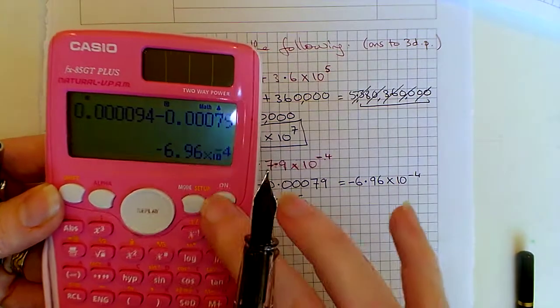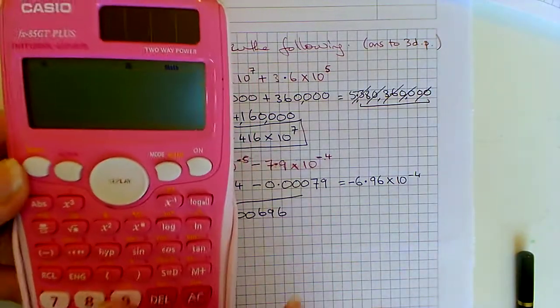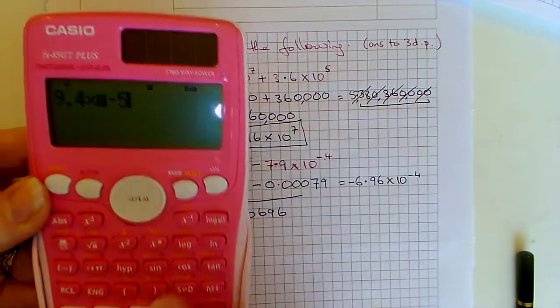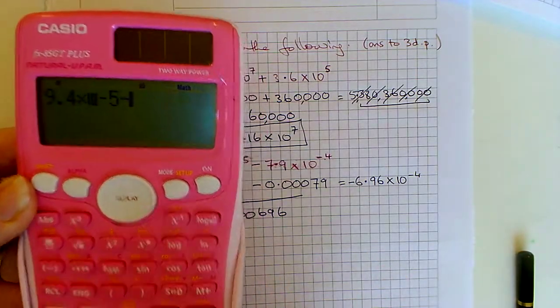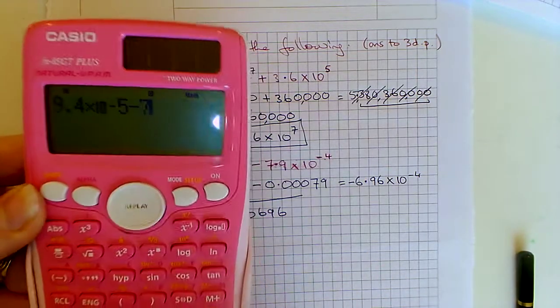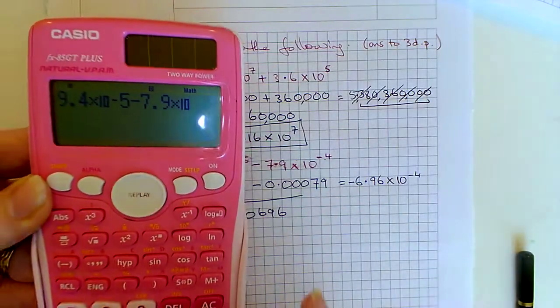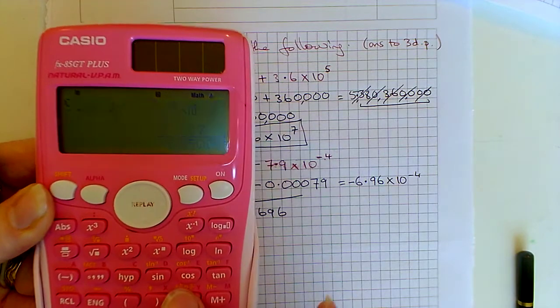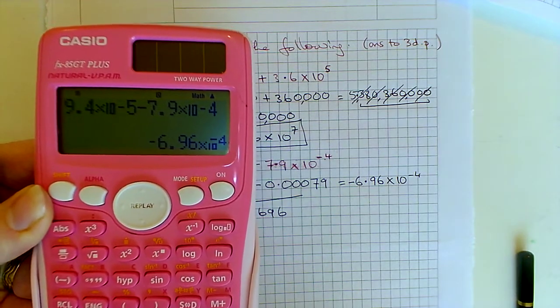Again, let's show how we could have done that in one step. 9.4 by 10 to the power of negative 5. Take away 7.9 by 10 to the power of negative 4. And we get exactly the same answer.